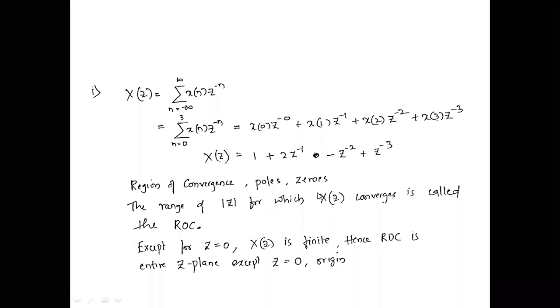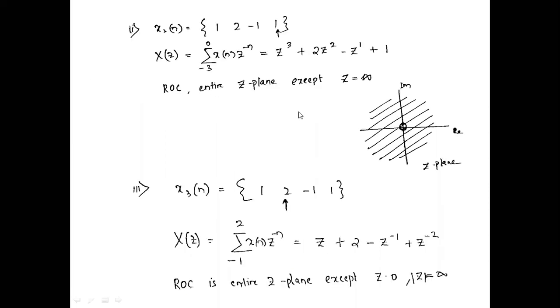Let us go to the second question. It's a left-sided signal. So the signal starts from where? This is 0, minus 1, minus 2, minus 3. So we get z to the power 3, because it is z to the power minus of minus 3. So z to the power 3 plus 2z to the power 2 minus z to the power 1 plus 1. Here is my signal.